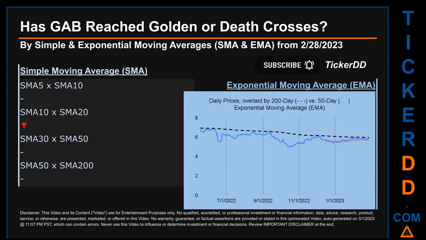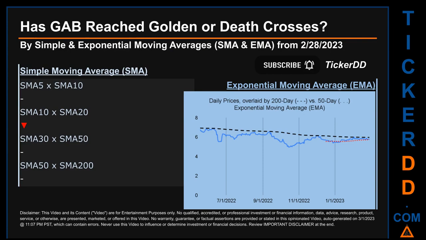Has GAB price reached golden or death crosses? Golden cross and death cross are basic signals that compare average prices across two specified trade day ranges, a short-term versus a long-term range. For example, 5-day versus 10 trade days. Essentially, a golden cross is a bullish signal. It appears when a ticker's short-term moving average crosses above its long-term average. Vice versa, a death cross is a bearish signal when the short-term crosses below its long-term moving average.